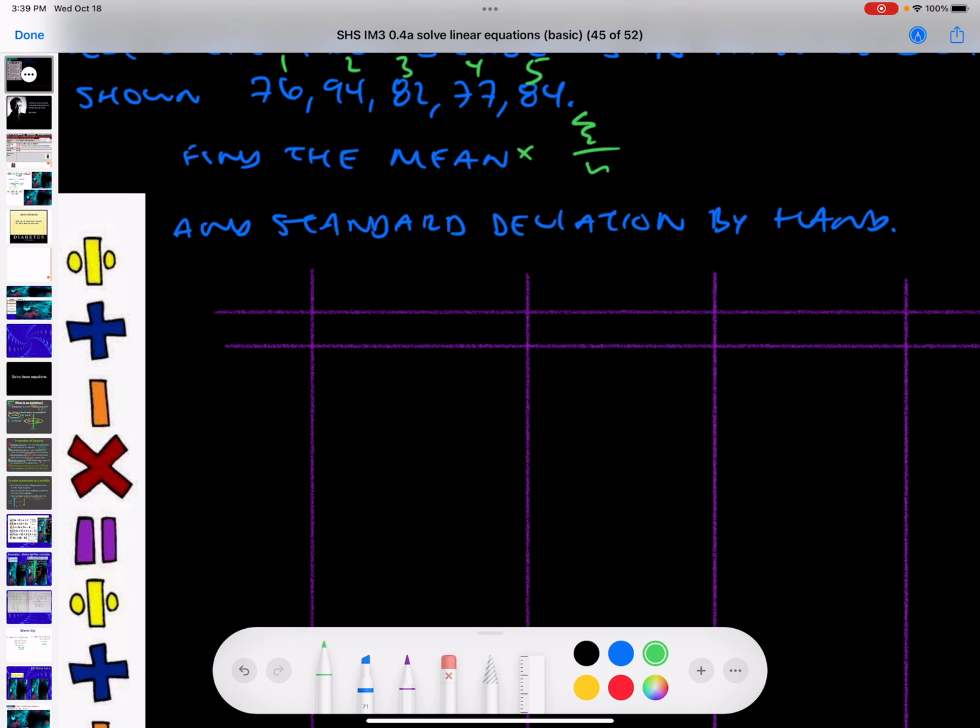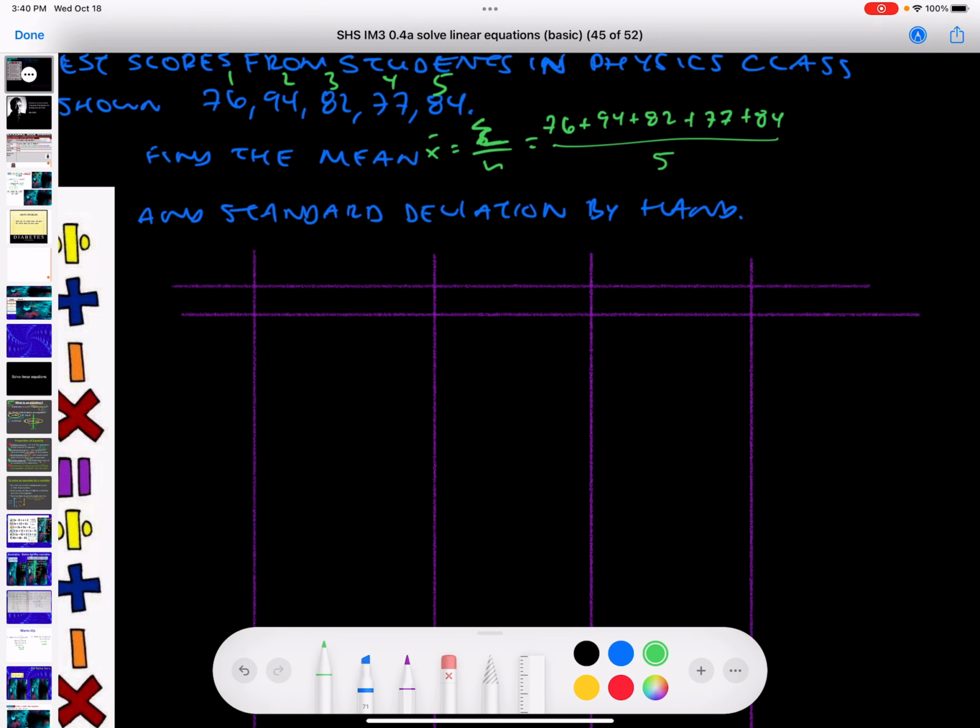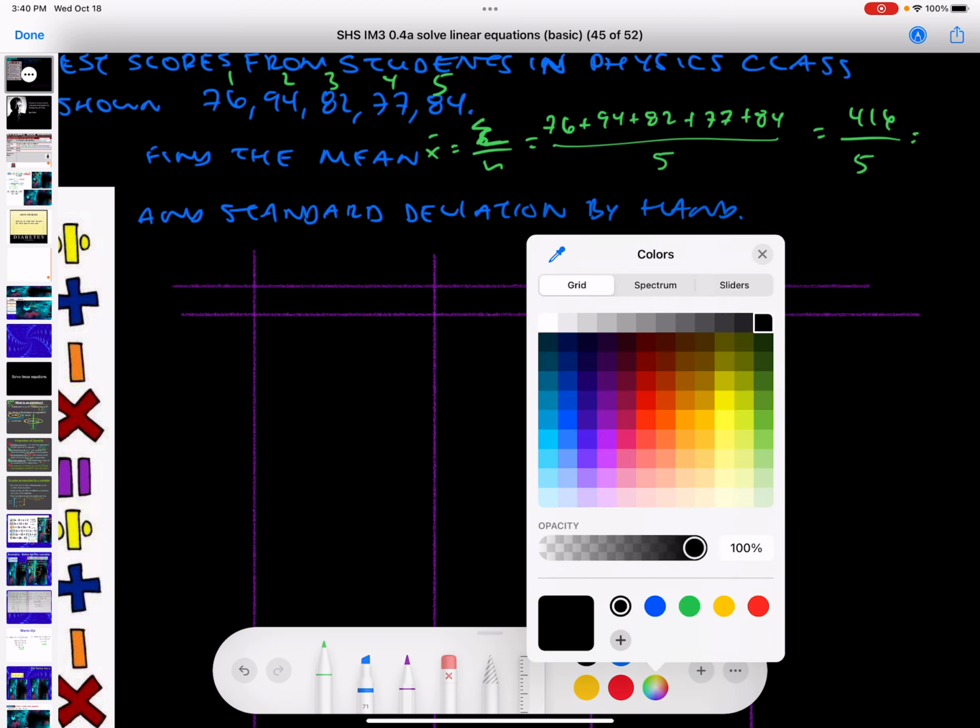The mean is taking the numbers and getting a summation, the total. So if you add all these numbers up, 76 plus 94 plus 82 plus 77 plus 84, divided by, there's 5 numbers, that's what the n is. You'll get 416 over 5, and that'll give you 82.6.